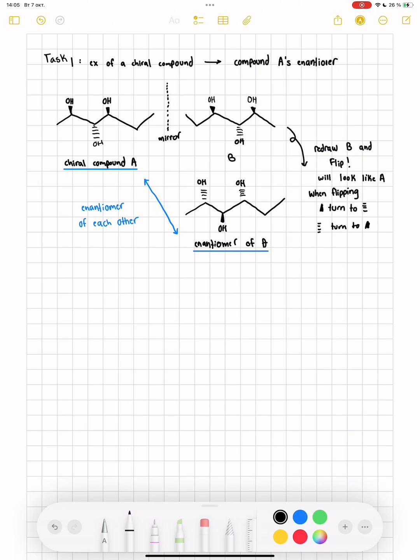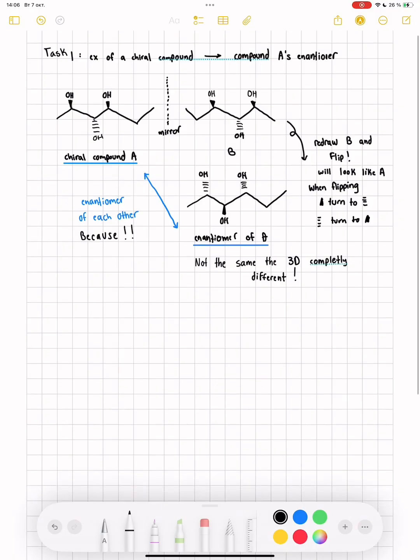Now, I'm going to show you why. If I were to take this compound and slide it over, it looks the same, but it's not. The 3D perspective of it is completely different. That's exactly what a stereoisomer is. They have the same connectivity, same molecular formula, but the 3D shape is completely different. So think of that little hand motion that I just talked about.